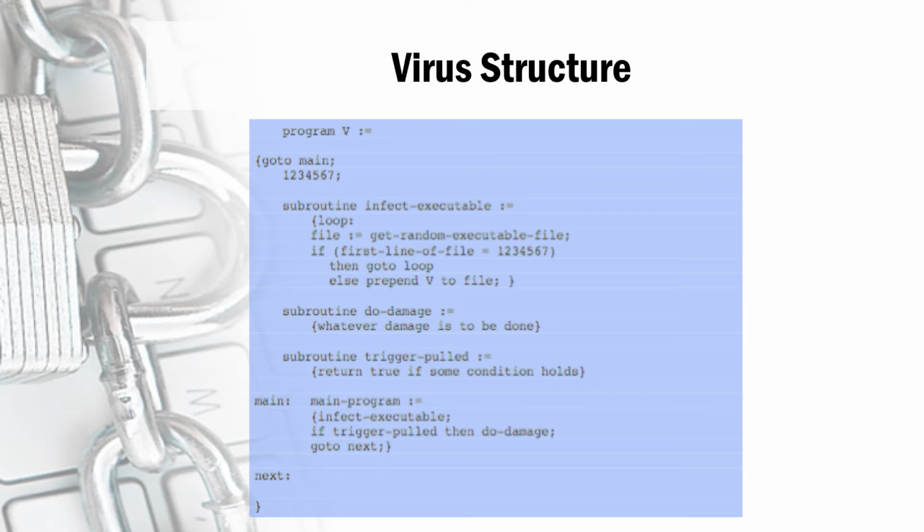In this slide, you will see a common virus structure. You will see at the top of the code that the name of the virus is V, and it is assumed that the entry point to the program, when invoked, is the first line of the program. The first line of code is a jump to the main virus program. The second line is a special marker used by the virus to determine whether or not the potential victim program has already been infected with the virus.